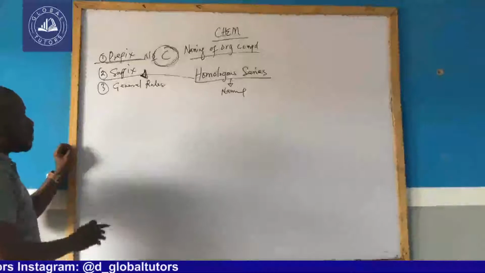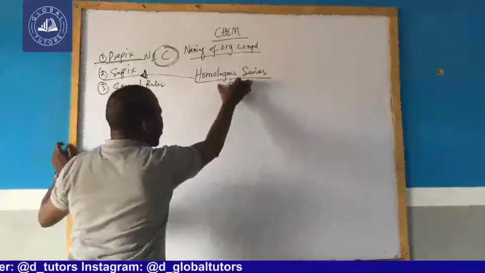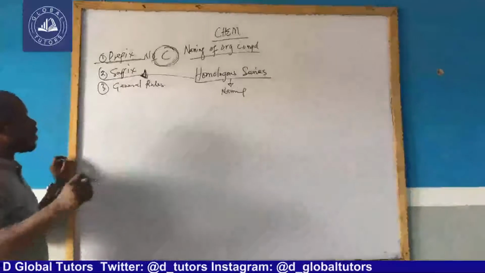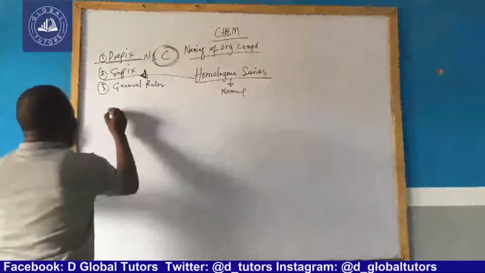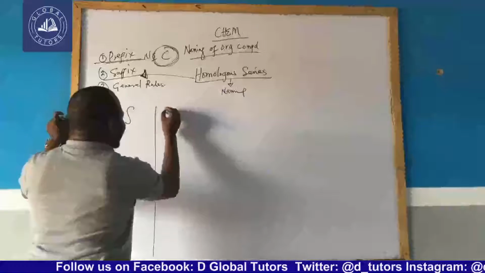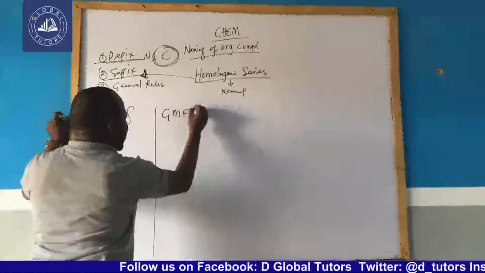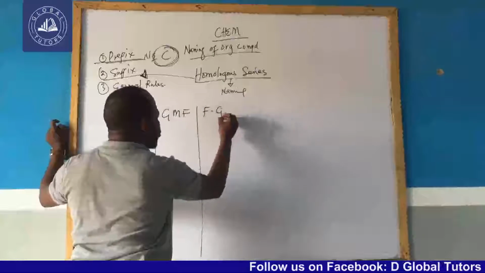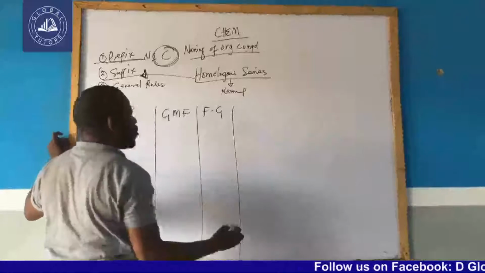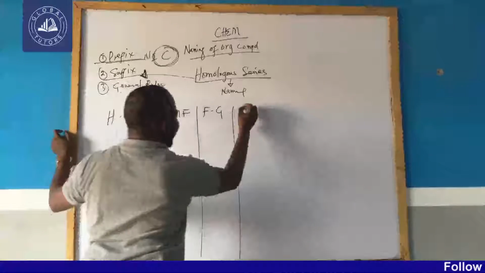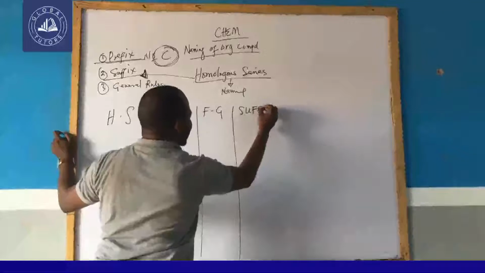I'm going to draw a table. I will show you the homologous series and the suffix you use for each of the homologous series. Let's say this is the table, homologous series. Let's say this is the general molecular formula for the compound. Let's say this is the functional group, so that when you see the functional group, you can identify the homologous series to which it belongs. Then let's say this is the suffix.